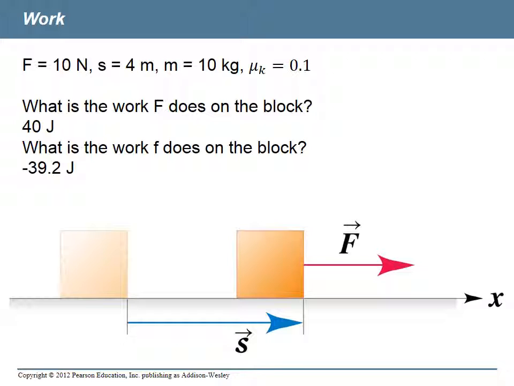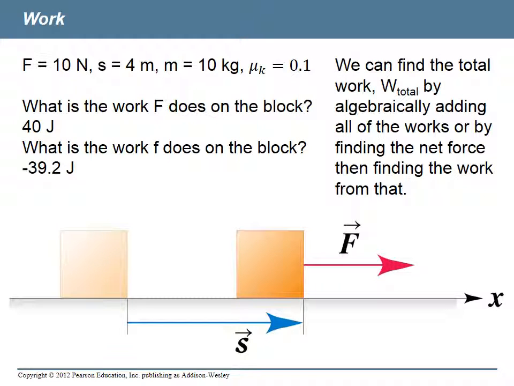And then, just like we did summation of forces in chapter 5, we can do a summation of works done by the two different forces, and we'll get a total work. 40 plus negative 39.2 will give us a total of 0.8 joules. So we can find the total work by algebraically adding all the works together to get this.